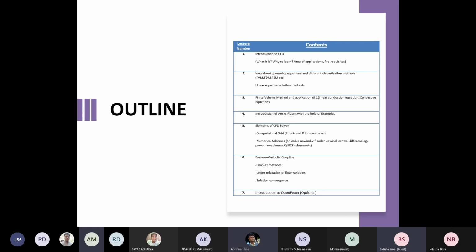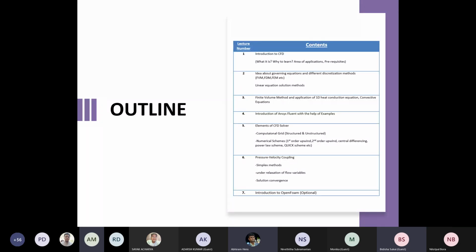The first class will be all about introduction to CFD. This will clarify what CFD is, why we should learn it, what the areas of applications are, and what the prerequisites for learning this subject are. So that we will deal with in lecture number 1 today. Lecture number 2 will deal with the governing equations, different types of governing equations, the discretization methods, and how to solve linear equations, etc. We will discuss in detail later on.